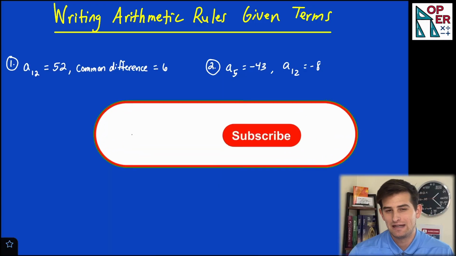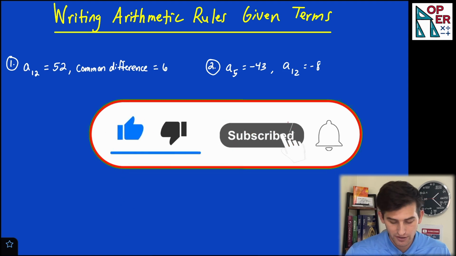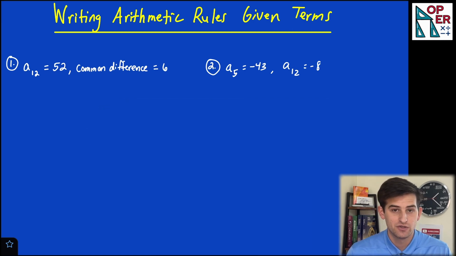Let's talk about how we can write arithmetic rules given terms. In example 1, we're given one term of the sequence and the common difference. In example 2, we're not given the common difference, just two terms in the sequence, and we're going to write a rule for the nth term of the sequence. So let's jump right in at number 1.